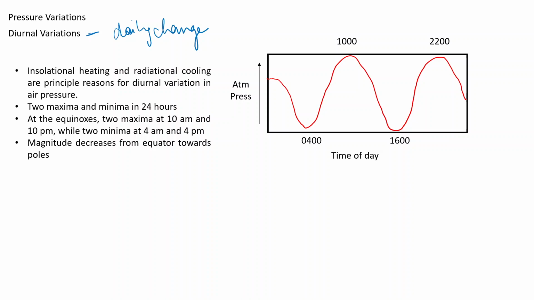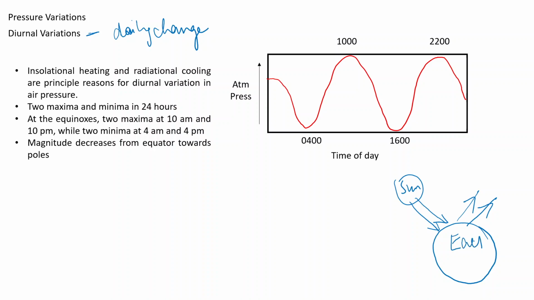Now, let us say that if this is the Earth's surface, this is the sun, the insolation being received from the sun on the earth, it heats up the earth, and the terrestrial radiation cools the earth. So this insolational heating and this radiational cooling, they will impact the temperature of the air. As a result, the pressure will be varying. And if you remember my class on the temperature distribution, we had seen that the temperature of the atmosphere is not highest at 12 noon, rather, it is much later in the afternoon.